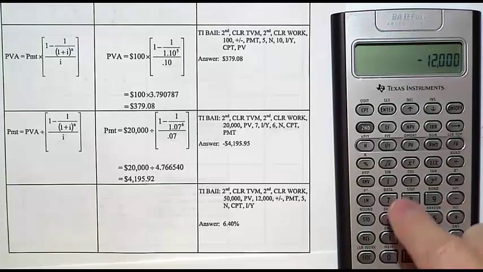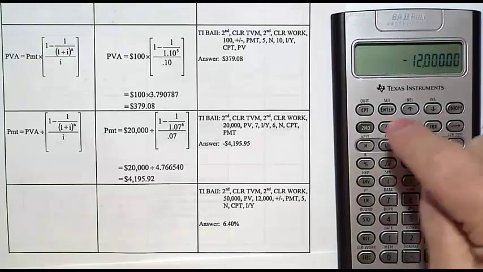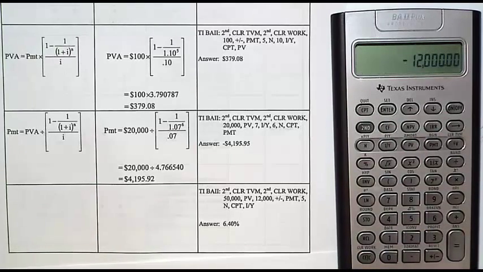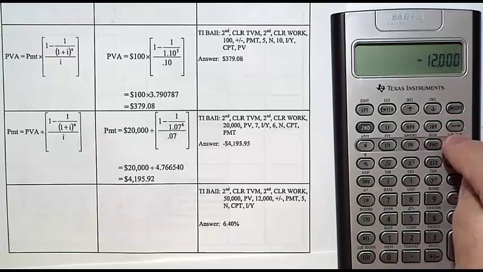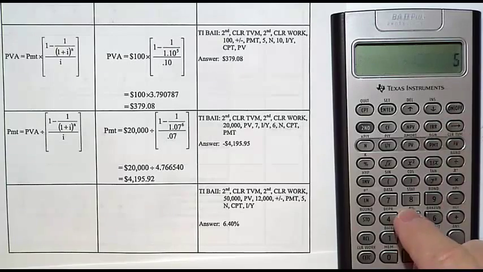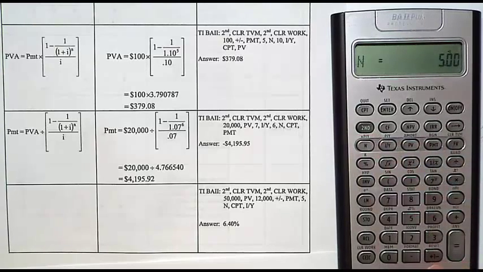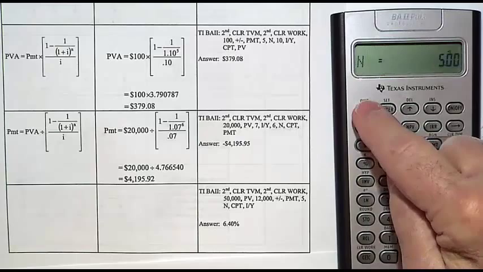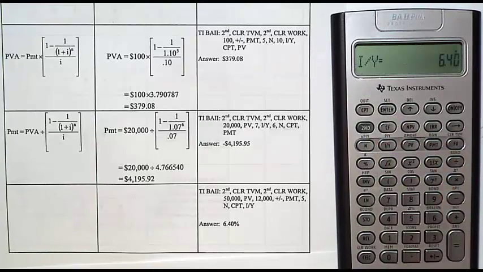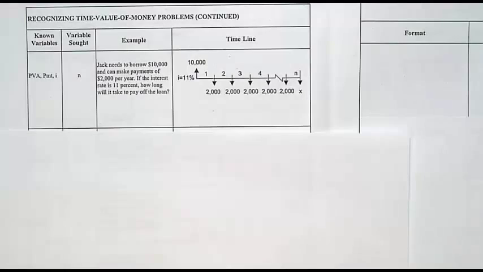Sorry, I did that wrong. I'm going to clear this back out. Second, clear TVM. Second, clear work. I was thinking of another type of problem. Let's go with 50,000 as our present value. 12,000 plus minus is our payment. 5 is n, and we're going to compute the rate. And 6.40%.